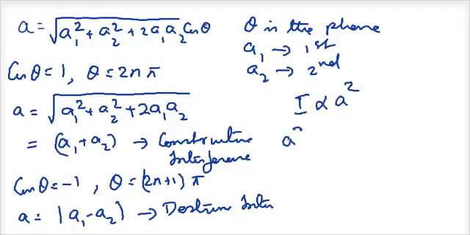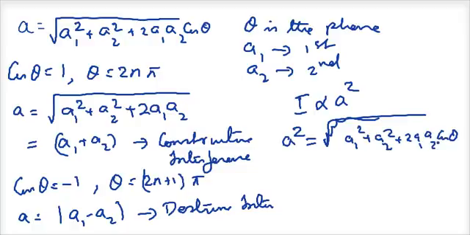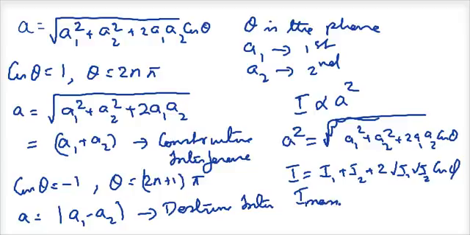So from here I can say that A squared will become equal to, the root over gets removed, A1 squared plus A2 squared plus 2A1A2 cos theta or cos phi. So from here I can say I is equal to I1 plus I2 plus 2 times root I1 root I2 cos phi, which means that I max, when there is constructive interference, is equal to root I1 plus root I2 the whole square.